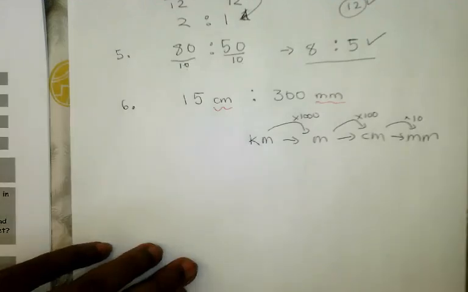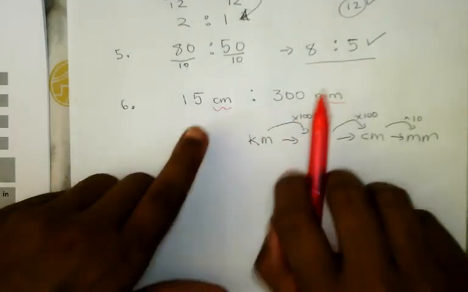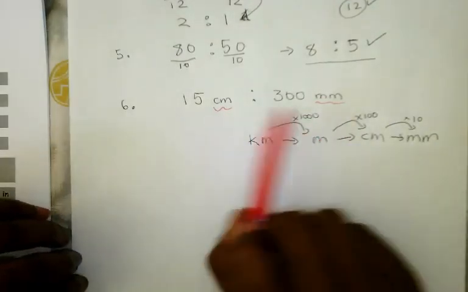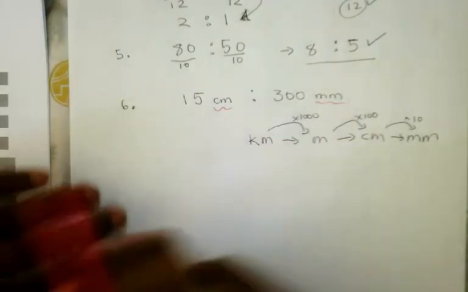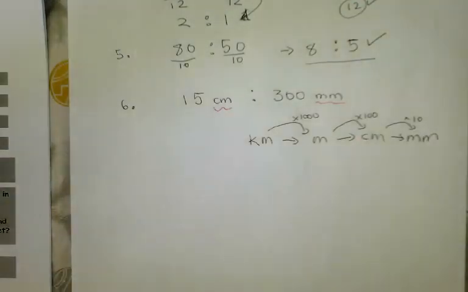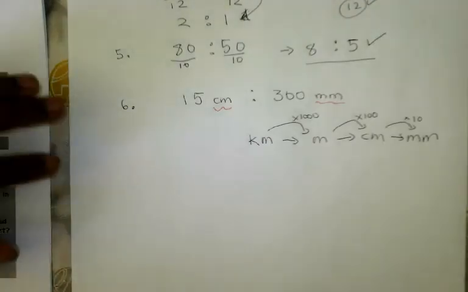So I want to convert so that the units are the same. Before we simplify it, we have to get the same units. Remember, the definition of ratios: it's comparing two or more quantities of the same unit. So they need to be of the same unit.